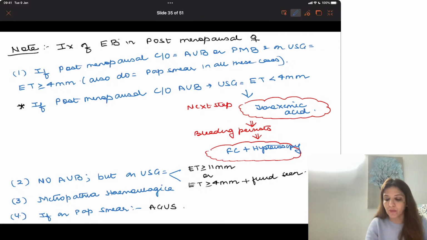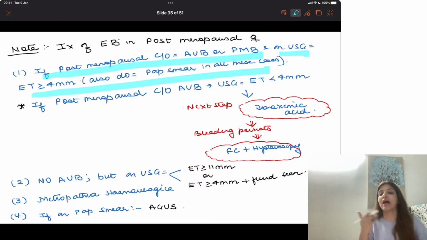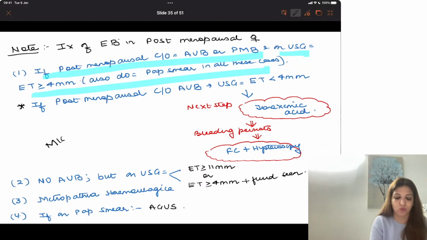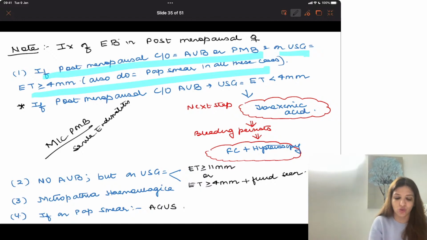Now, other than this, what are the indications for endometrial biopsy in a postmenopausal female? If a postmenopausal female is coming to me with AUB or postmenopausal bleeding, and on ultrasound endometrial thickness is more than or equal to 4 millimeters, I am going to do endometrial biopsy. In all these cases, along with endometrial biopsy, I am also going to do a pap smear, because cancer cervix is one of the very important causes of postmenopausal bleeding in India, right? But overall, if they ask you the most common cause of postmenopausal bleeding, normally in INICET and NEET they do not give questions like these. But still, if they do, your answer is going to be senile endometritis, or atrophic endometrium, right?